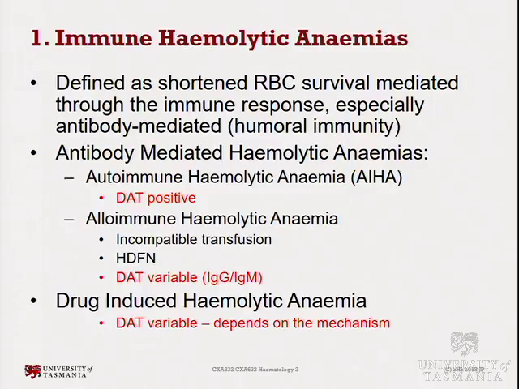All right, so we'll start off having a look at immune hemolytic anemias. And as you can see here, it's defined as shortened red cell survival mediated through an immune response, especially antibody mediated. Okay? So you can see here that there are 2 broad categories. We've got antibody mediated hemolytic anemias and we've got drug induced hemolytic anemias. And then antibody-mediated is subdivided into autoimmune and alloimmune. So just tell the person next to you what's the difference between autoimmune and alloimmune.